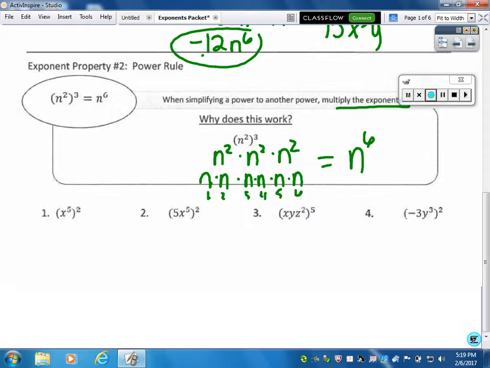So let's try it out. First one here, x to the 5th squared. So I'm going to just multiply those 2 exponents together and say x to the 10th.